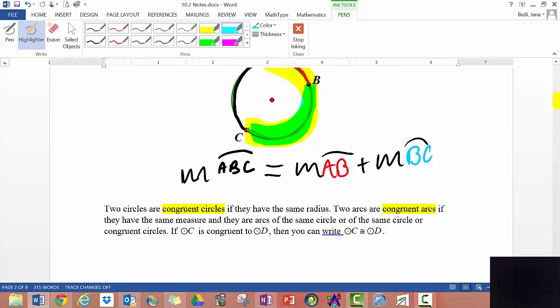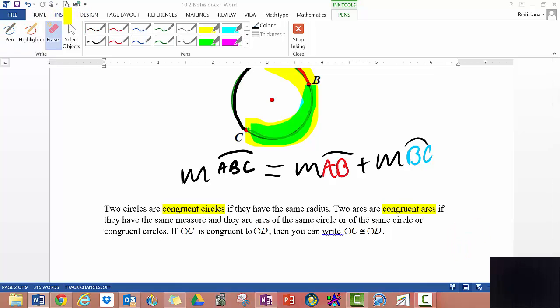Two circles are congruent if they have the same radii. That's obvious. Two arcs are congruent arcs if they have the same measure. So if two arcs have the same measure of say 40 degrees in a circle, let me just draw a little picture here.